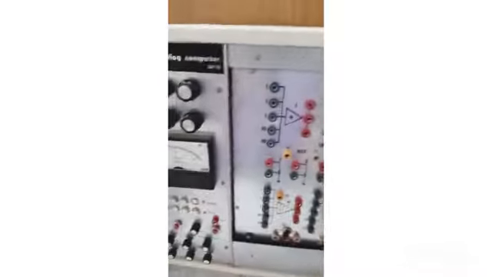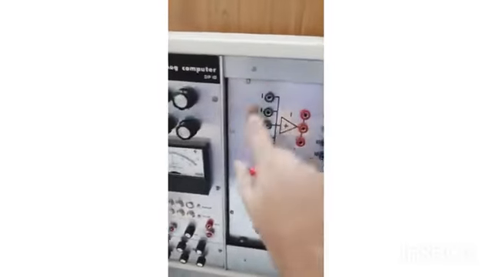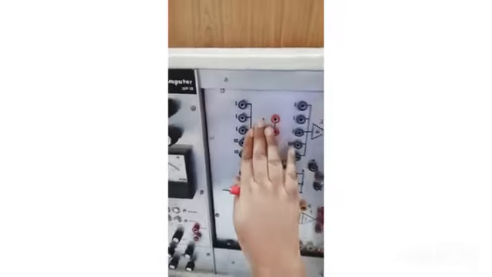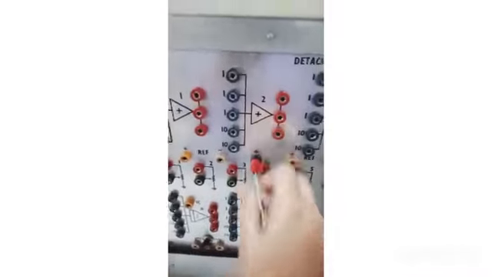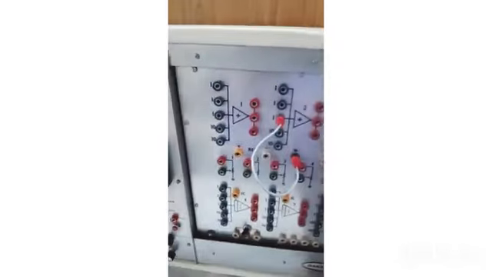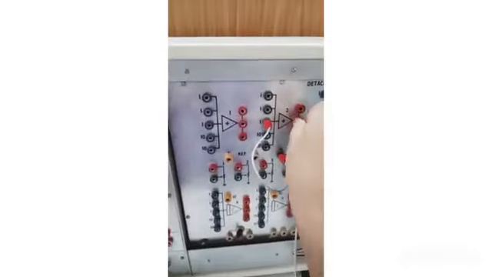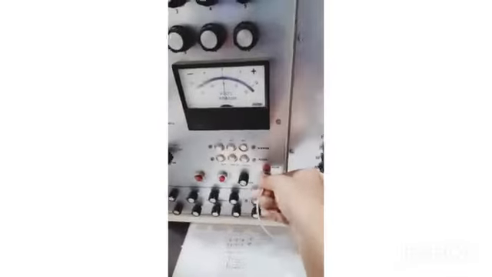Let me mention that this summer amplifier is not working properly, so I am not going to use this. I will start from here. I have to add this patch cord to ground, and I have to add this here. Next I have to add one patch cord here on the output, and another is here.